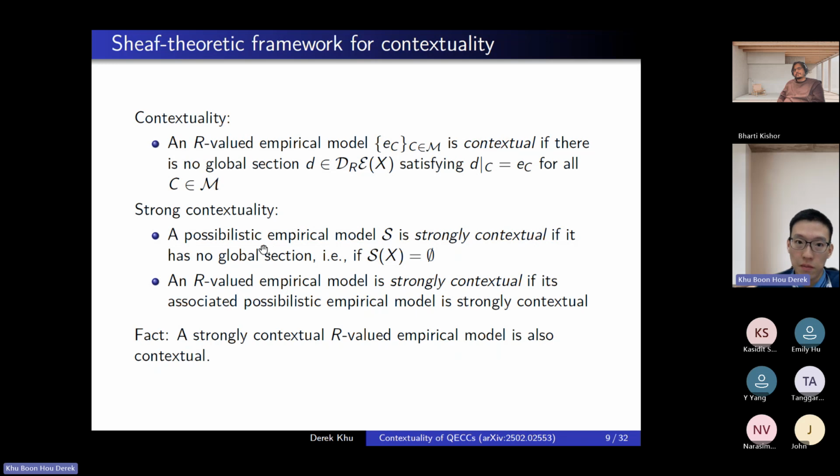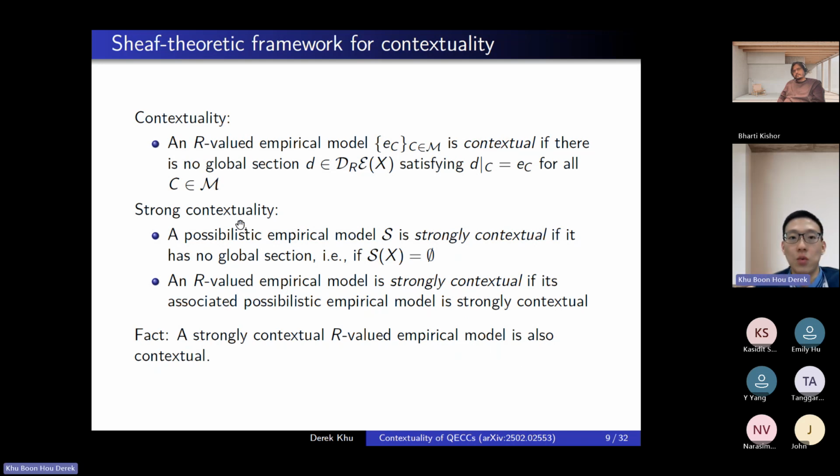And a possibilistic one, a strongly contextual possibilistic model is given a sub presheaf of the event sheaf. So basically, for every subset of X, you declare certain things to be possible and certain things to not be possible, and there is no way for us to choose a global section. So there's no way for us to choose a section which agrees with everything.